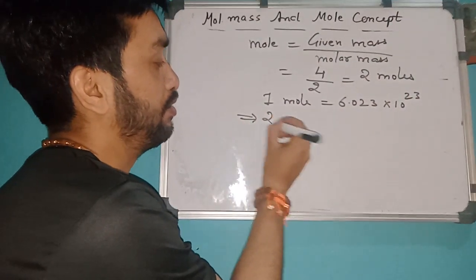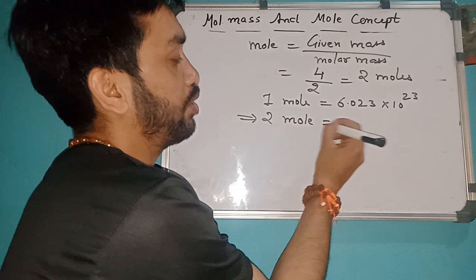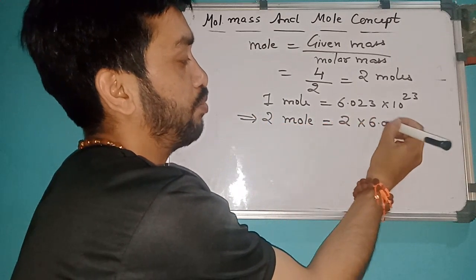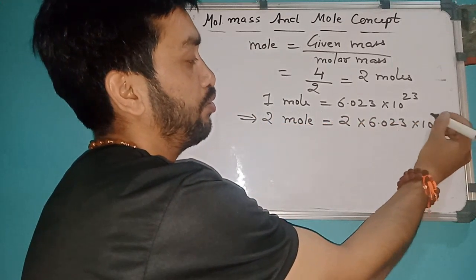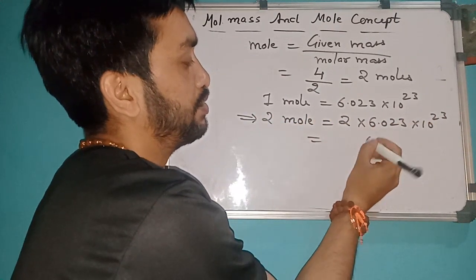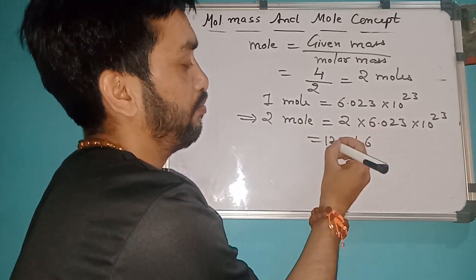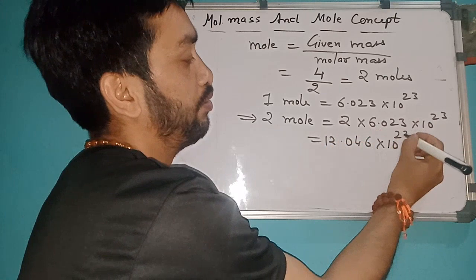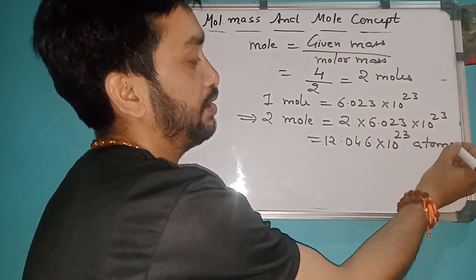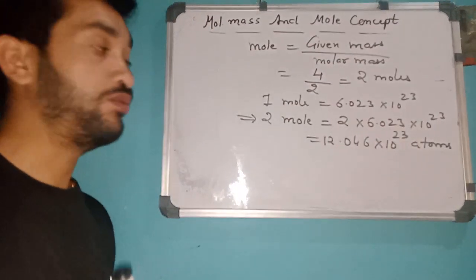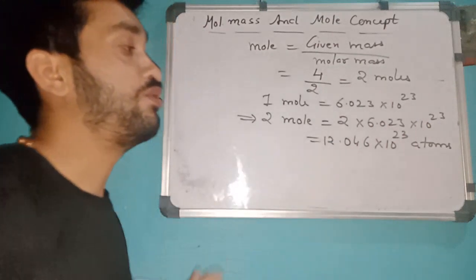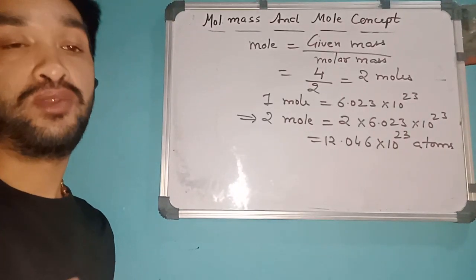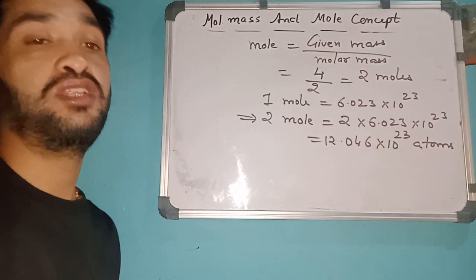Implies, since you have 2 moles, it will be equal to twice into 6.023 into 10 to the power 23, which is equal to 12.046 into 10 to the power 23 atoms. It means 2 moles of H2 contain 12.046 into 10 to the power 23 atoms. So in this way they will ask you a question.